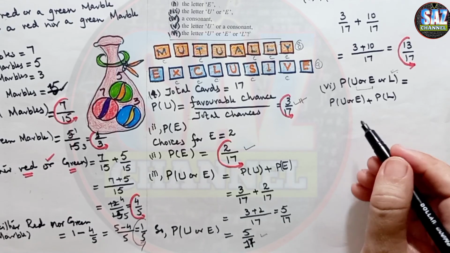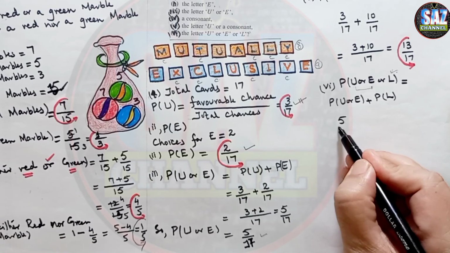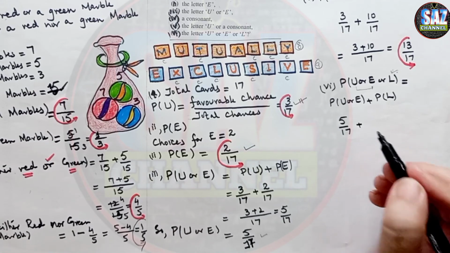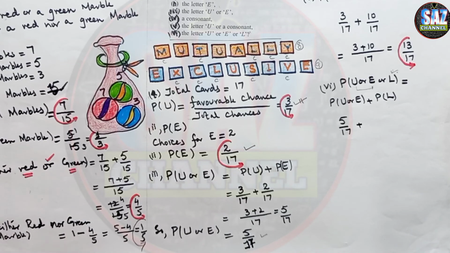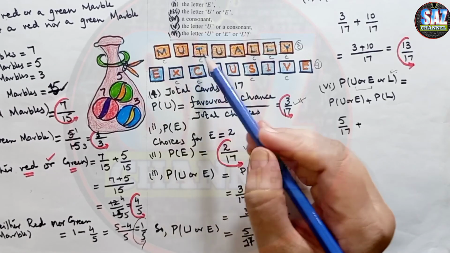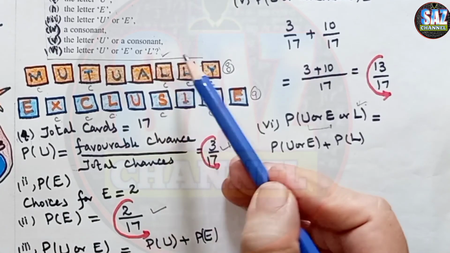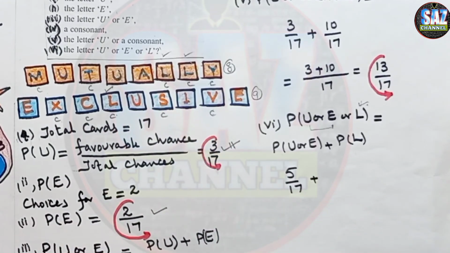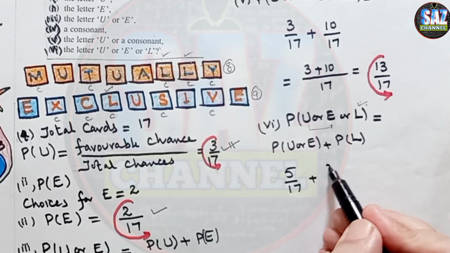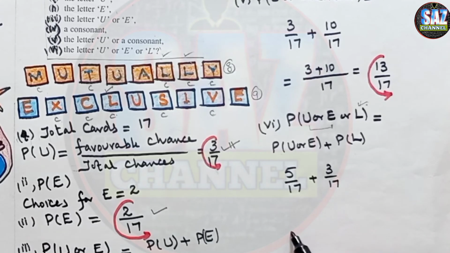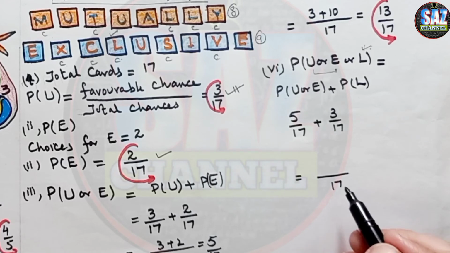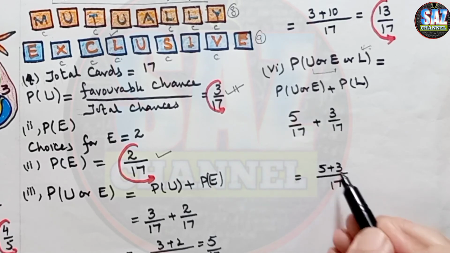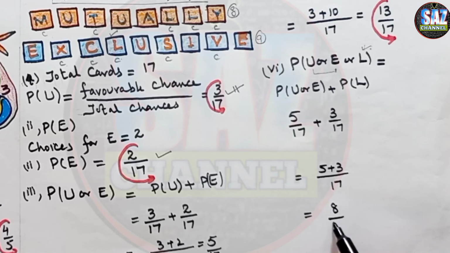The probability of U or E is 5 by 17, and for the probability of L, I have to check what are the choices for L. L, one choice, this is the second choice, and then third. There are 3 chances out of 17 chances, 3 by 17. Okay, now take the LCM. 17 is the LCM, and 5 plus 3 is equal to 8 by 17. I hope these are really easy questions and lesson.